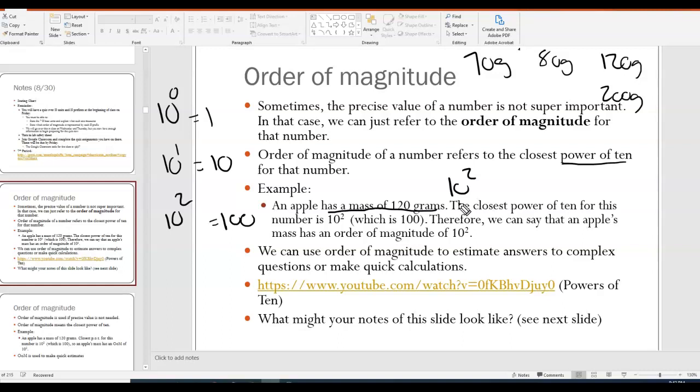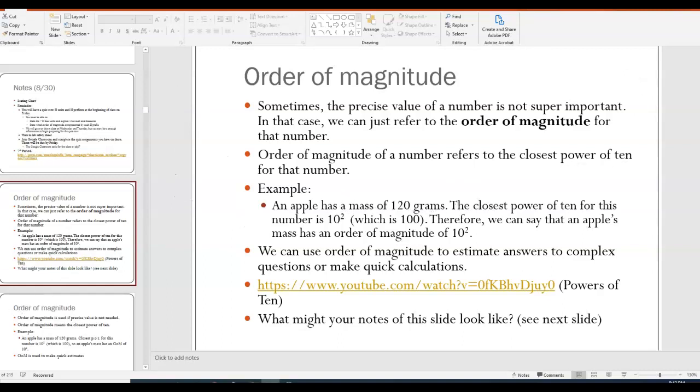Okay, and so order of magnitude, again, is an estimation tool that you can use when the actual value doesn't really matter, when you just want a ballpark figure. Okay, so let's look at some examples of that.